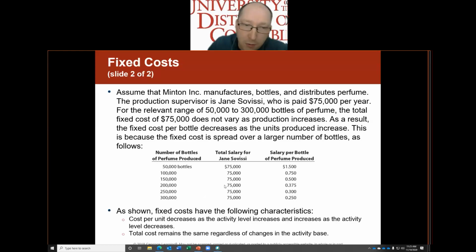Now, how do we do this? We simply take the number of units produced and we divide by the salary to equal the salary per bottle. So 50,000 divided by 75,000 is 1.5. 300,000 divided by 75,000 is 0.25, so forth and so on. But we realize that the cost per unit decreases based on the increase of units of activity.